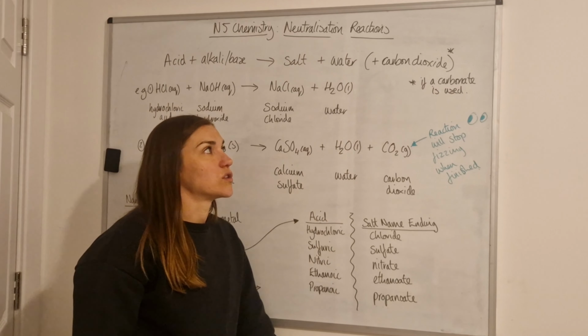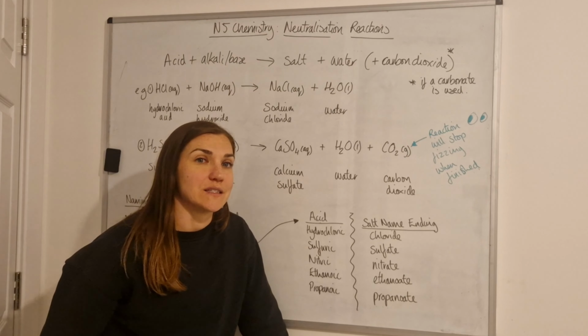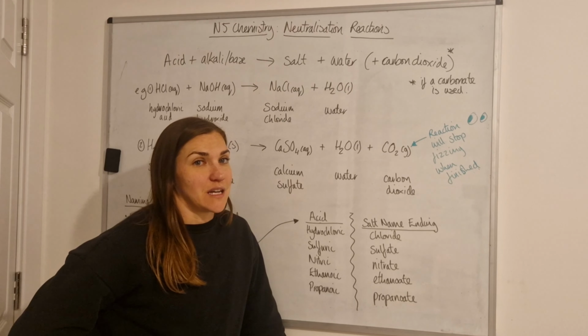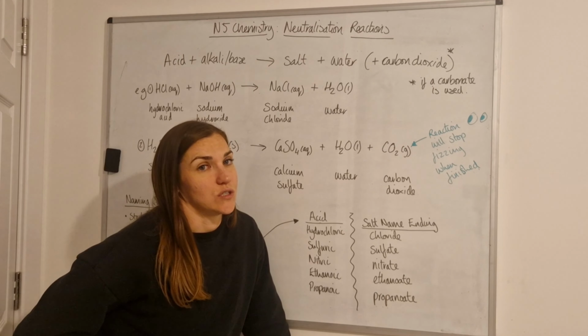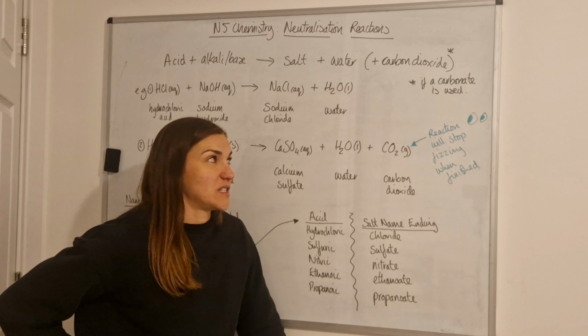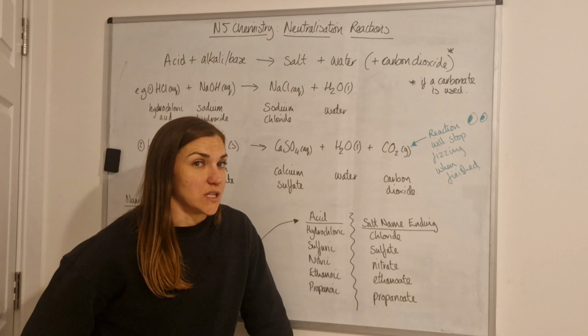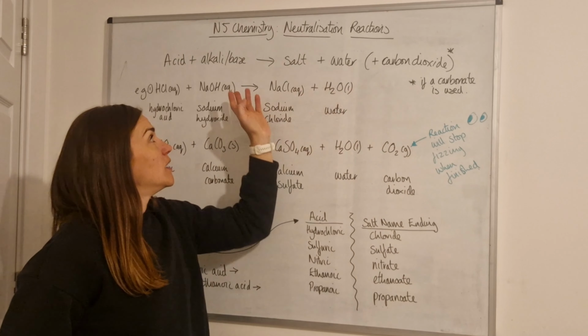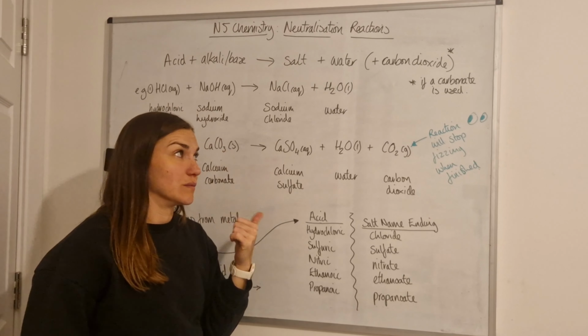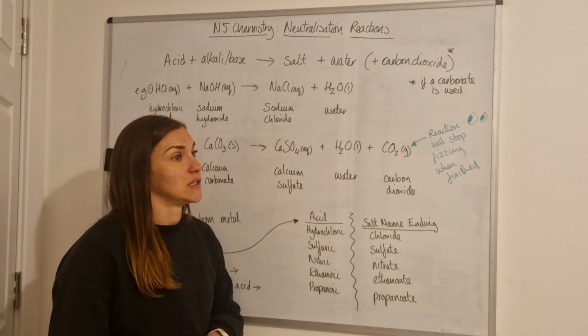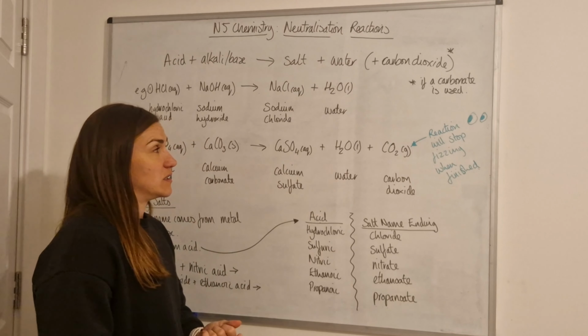If you're not 100% sure on your acids and bases, then go and have a watch of my acids and bases National 5 video, and that should help you with that. But carbonate is essentially a metal carbonate substance, which is usually, if it's soluble, a base. So you could have magnesium carbonate, calcium carbonate. All these things will react with acids.